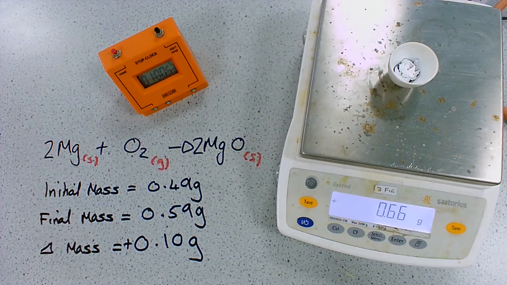In reality, the mass has not changed. The mass of the reactants and the mass of the products is always the same because the atoms aren't created or destroyed, they're simply rearranged. But in terms of the mass we can measure, if you have a gas product, then the mass would appear to decrease, and if you have a gas reactant, then the mass would appear to increase.